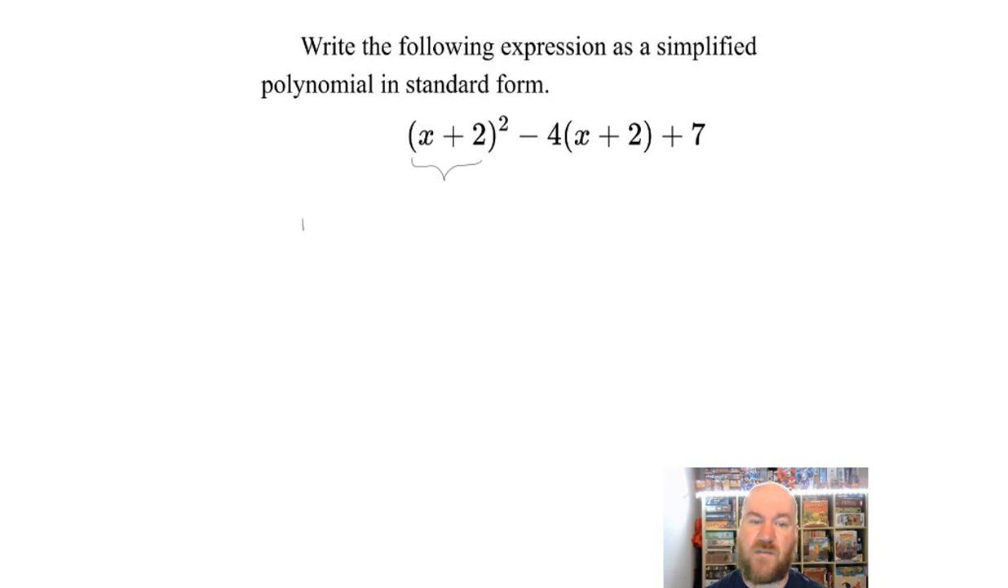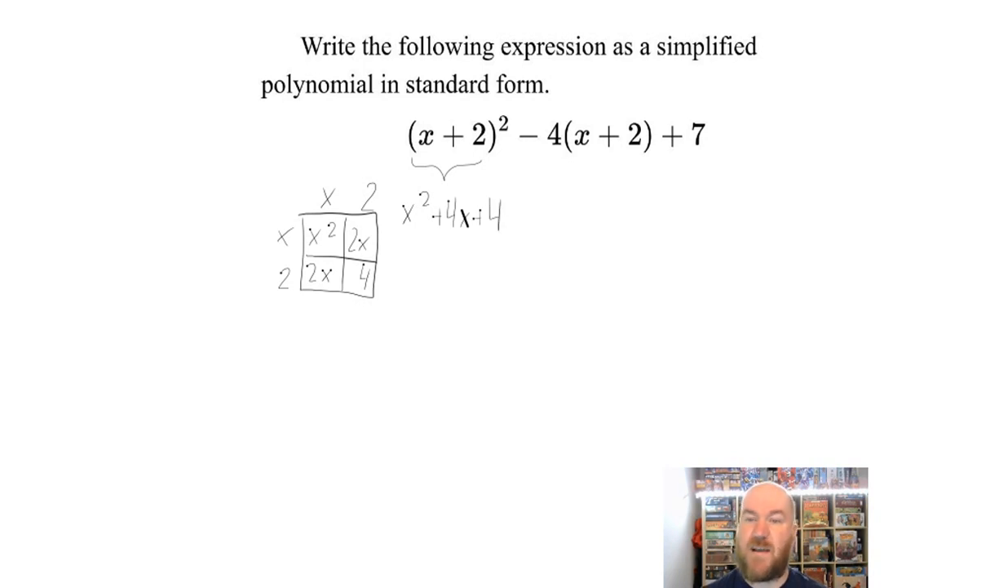We know this is a box method question because I need to multiply it by itself. I need to multiply x plus 2 times x plus 2. That'll be x squared. That'll be 2x. That'll be 2x. That'll be 4. So I know this works out to be x squared plus 4x plus 4.